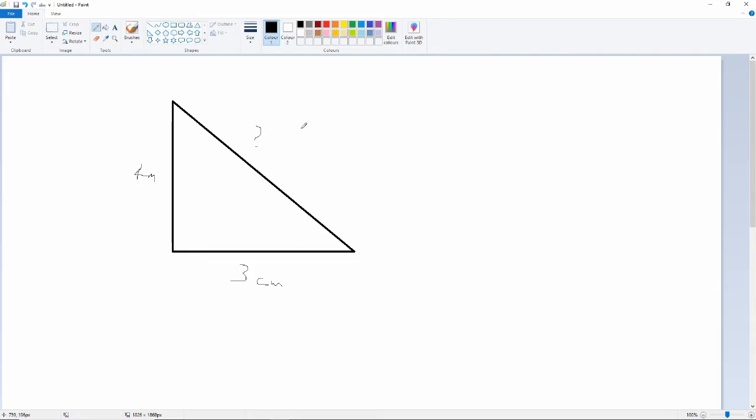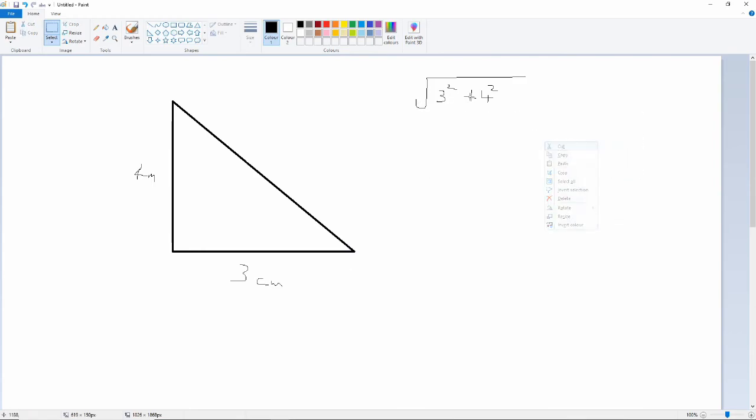Well, we know Pythagoras' theorem says that the hypotenuse is equal to the square root of the sum of the squares of the 2 legs. Now it's very tempting to say that the square root of 3 squared plus 4 squared is just 3 plus 4, which is equal to 7, so the hypotenuse is 7 centimetres. That, of course, is completely wrong. So we get rid of that. So what is the right answer?